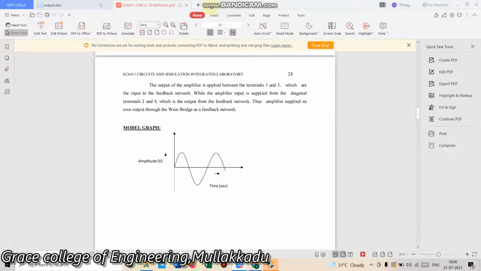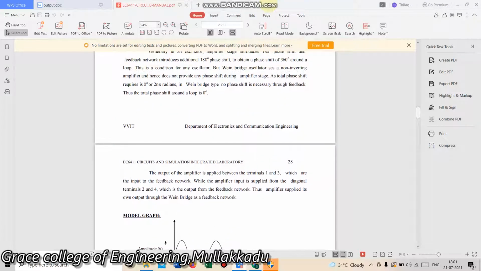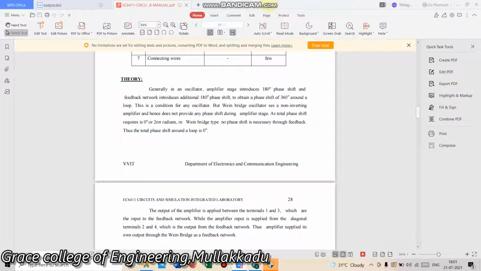Theory about the Wien bridge oscillator. It is an oscillator circuit in which the amplifier stage, that is the CE stage, produces a 180-degree phase shift and the feedback network introduces an additional 180-degree phase shift. This feedback network consists of an RC series and parallel combination as a Wien bridge network. Totally, a 360-degree phase shift is obtained.